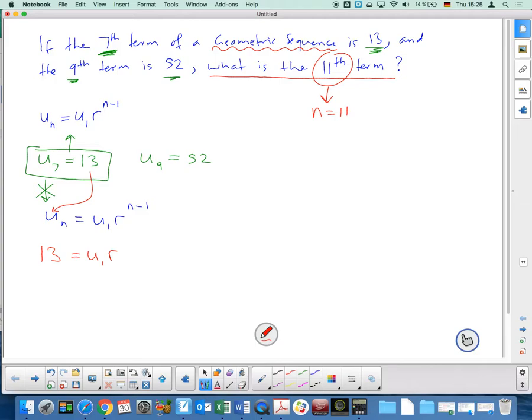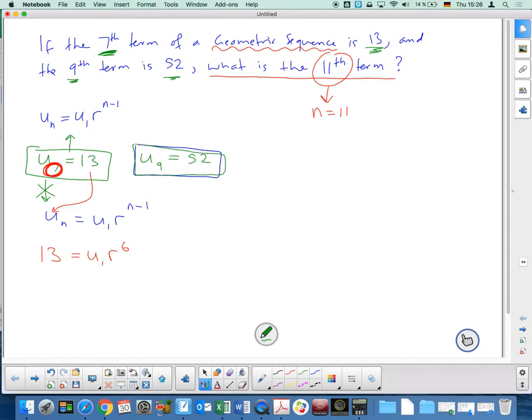What other bit of information do I have? Well, in this particular number, n is equal to 7, so that will give me r to the power 6 here. So that's the first bit of information used. Okay, now I'm going to do the same thing with this piece of information here. Let's just make it a bit more consistent. So that piece of information there.